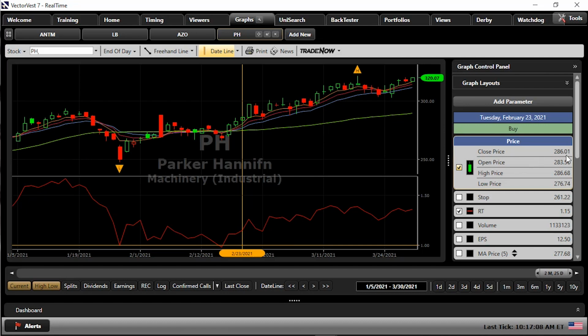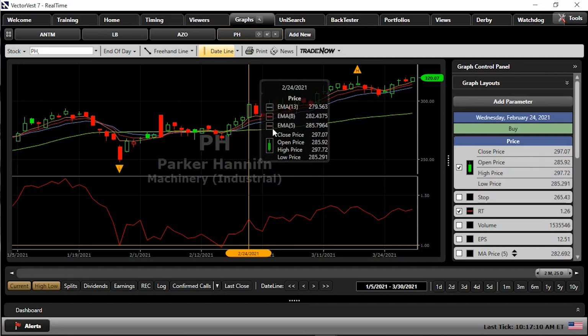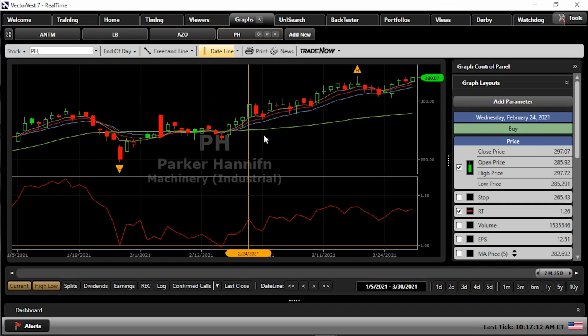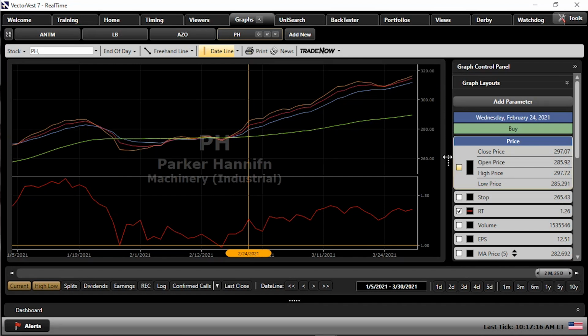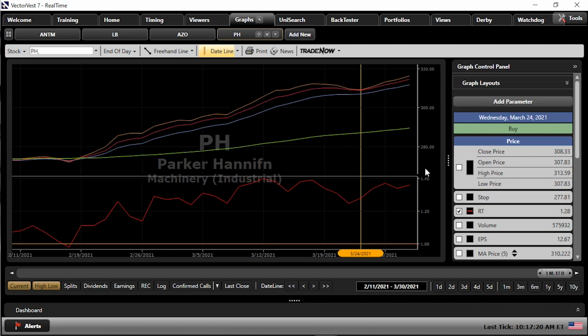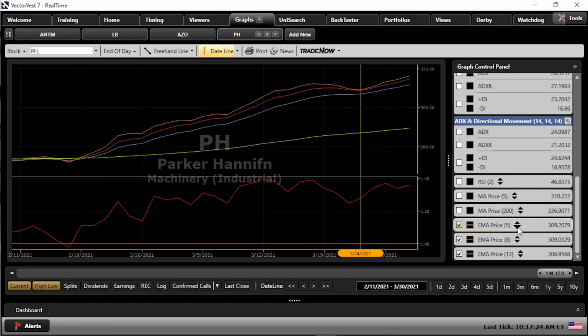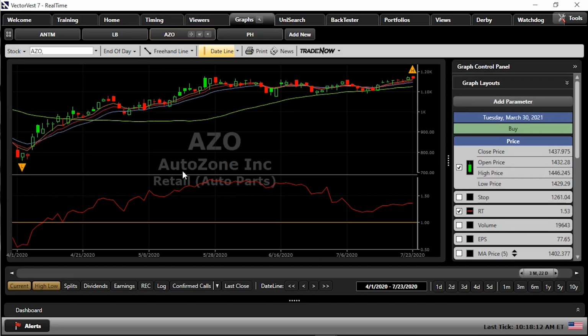Price closed at 286.01. We got nice confirmation the next day, so we were able to ride that trend higher and higher. Now we did get an early warning signal, I'm going to zoom in here, of a potential exit. We didn't quite get the exit. It looks like the 5-period moving average didn't quite close below the 8. You could see they started to converge toward each other, but we'd still be in this trade as of today.